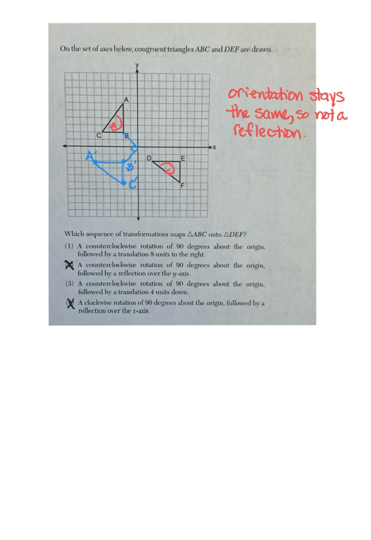Okay, now if you read the second part of this, it says followed by a translation, which means just moving 8 units to the right. So let's see if I shift this B prime. 1, 2, 3, 4, 5, 6, 7, 8. Look, it goes to E. And if you see here, B does correspond to E. Now let's see if A goes to D in 8 spots. So we're right here. 1, 2, 3, 4, 5, 6, 7, 8. So we're all good. So then we know that our answer choice is choice 1.